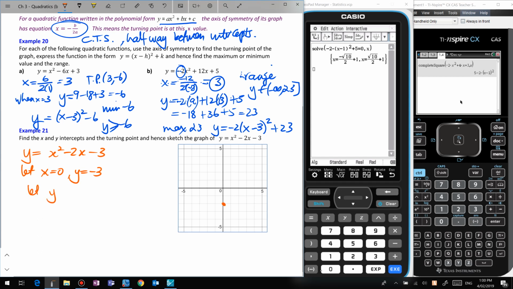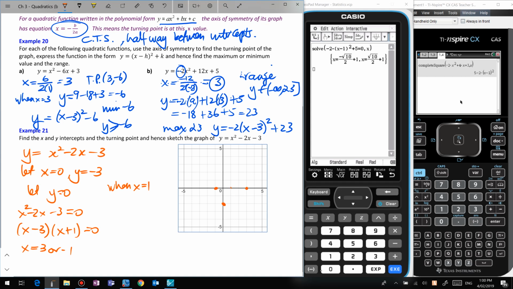Let y equals 0, we get x squared minus 2x minus 3 is 0. X minus 3, x plus 1 is 0. X equals 3 or negative 1. So 3 or negative 1. We know that our halfway point is our turning point.